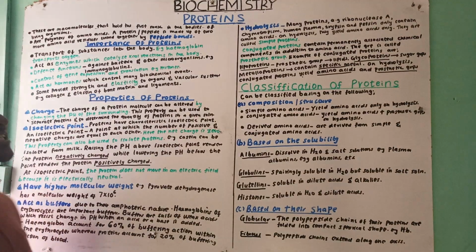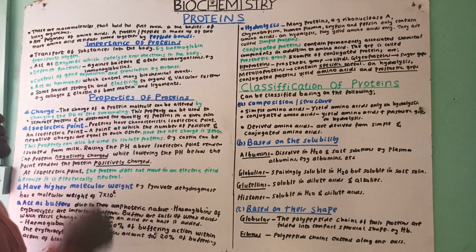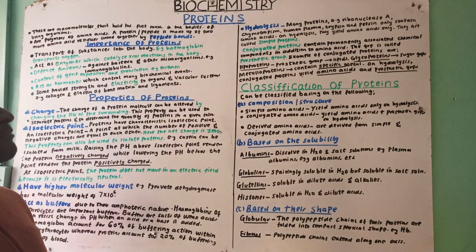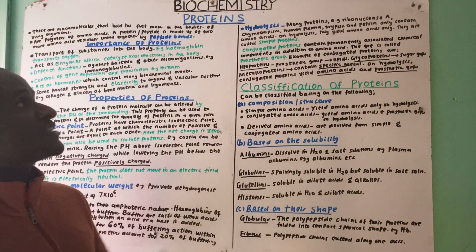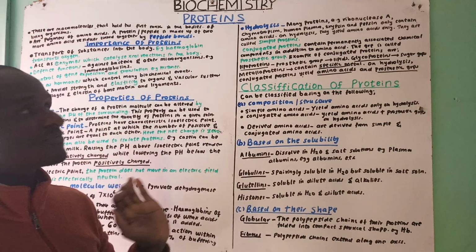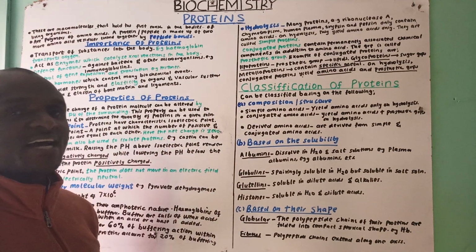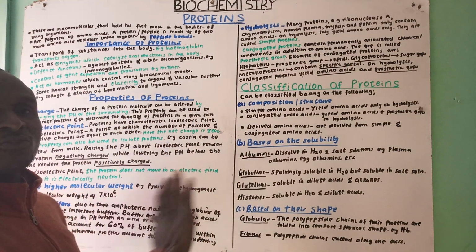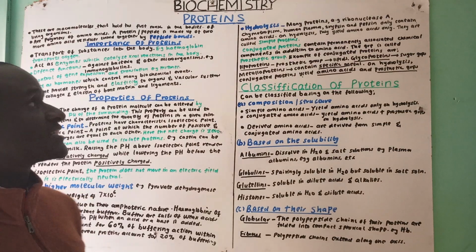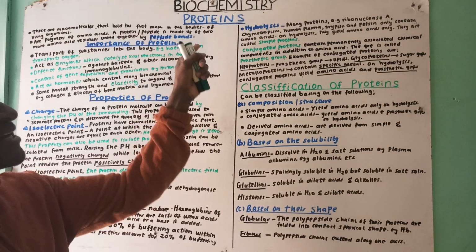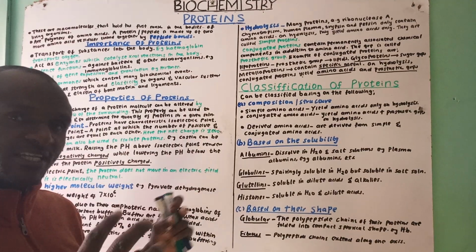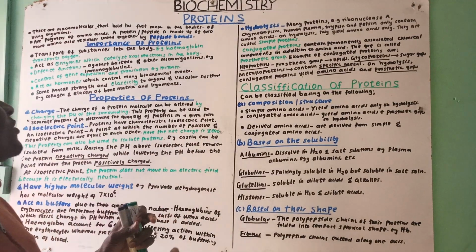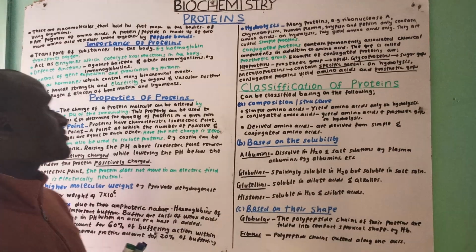So in this lecture, let's look at the proteins. Proteins are macromolecules which hold the first rank in the bodies of living organisms. These are polymers. They are polymers of amino acids. They are made up of 2 or more amino acids. That's why they are called polymers of amino acids. They are macromolecules. They are large molecules. So what are the importances of proteins?